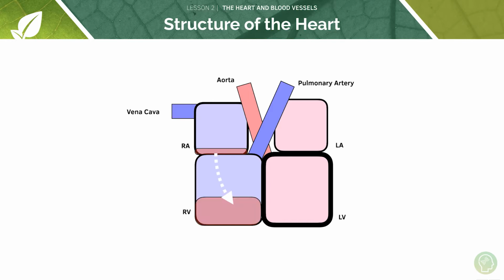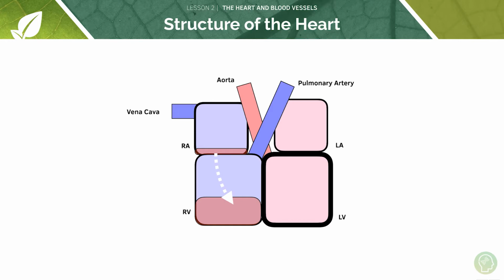Now, blood from your right atrium passes down into the right ventricle. And once it's in the right ventricle it is going to contract, and that's going to push the blood out of the right ventricle and into the pulmonary artery. The pulmonary artery delivers blood from your right ventricle right up to your lungs.